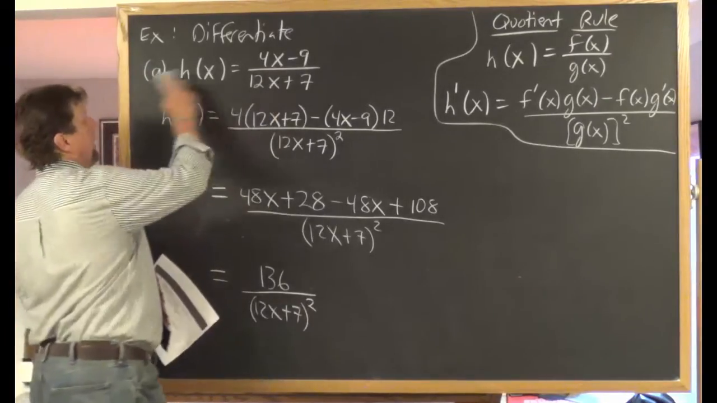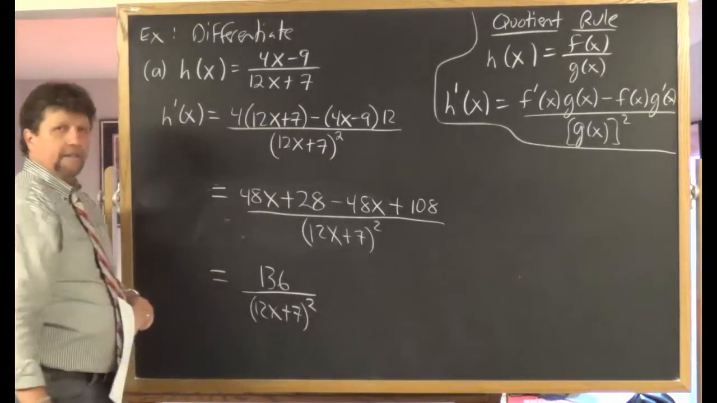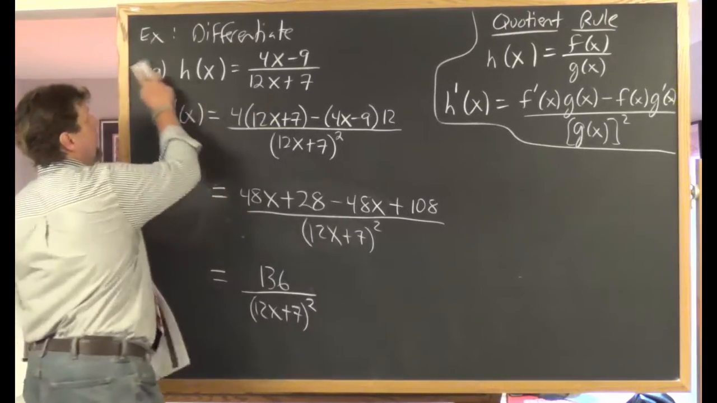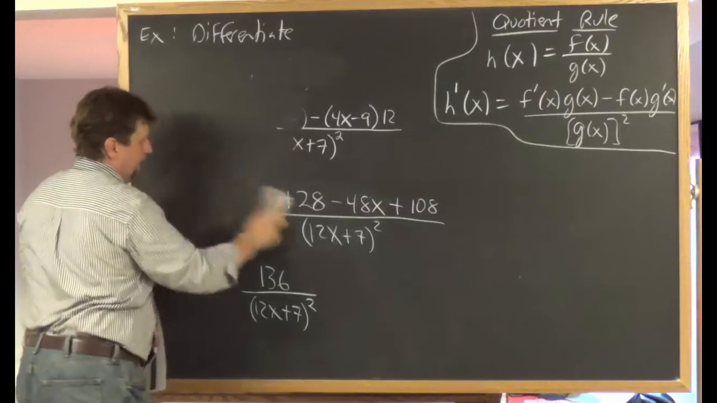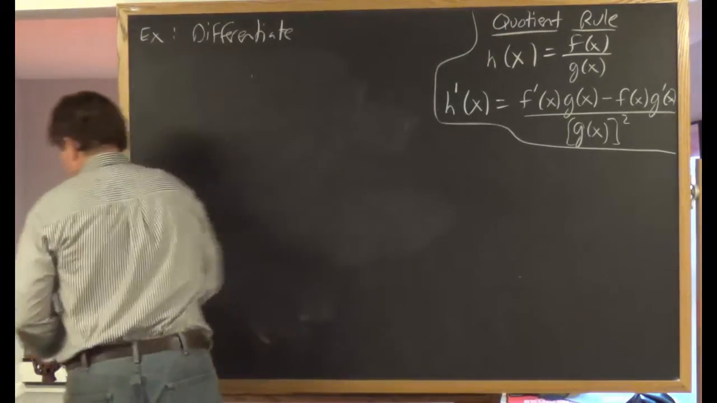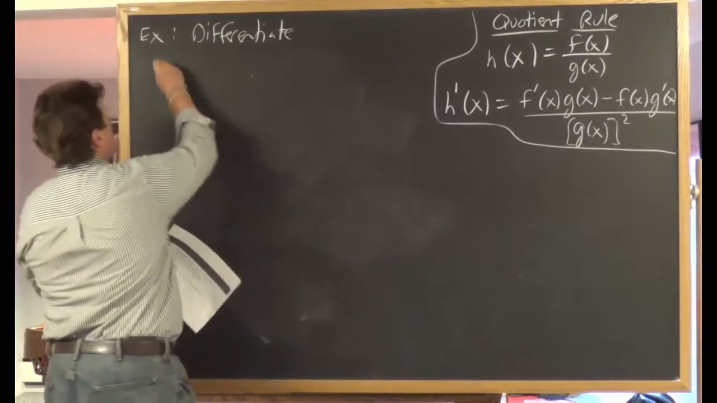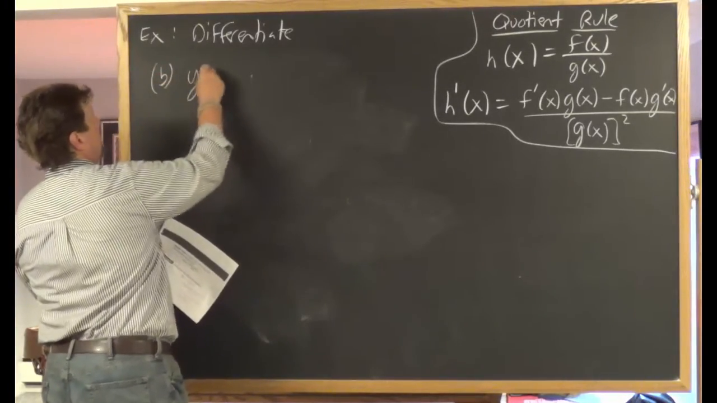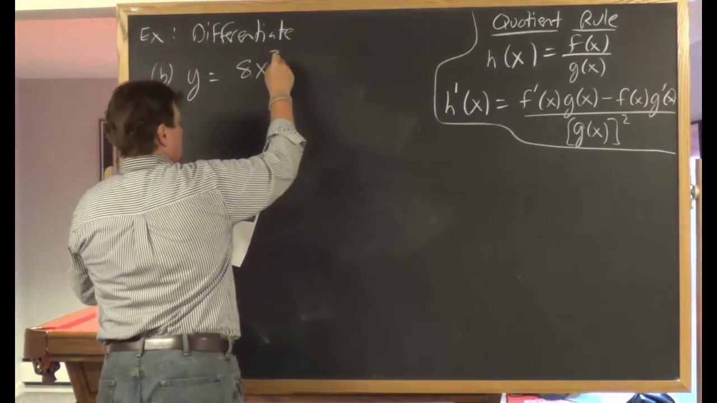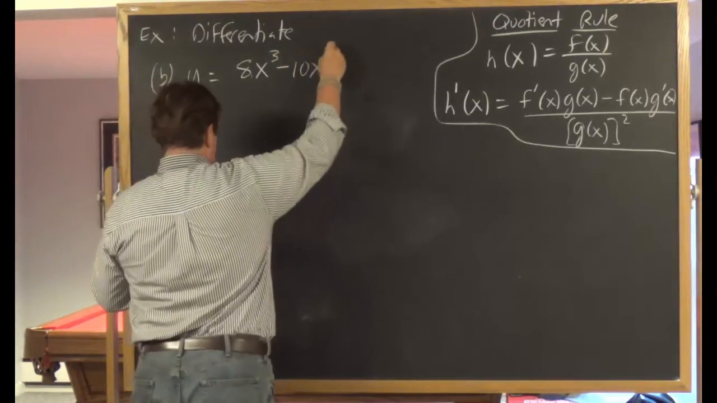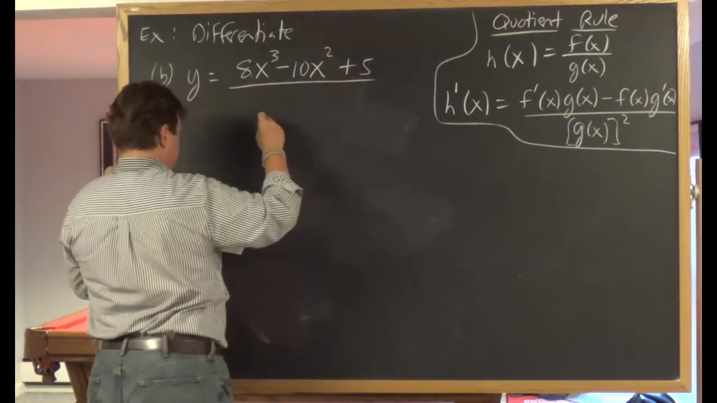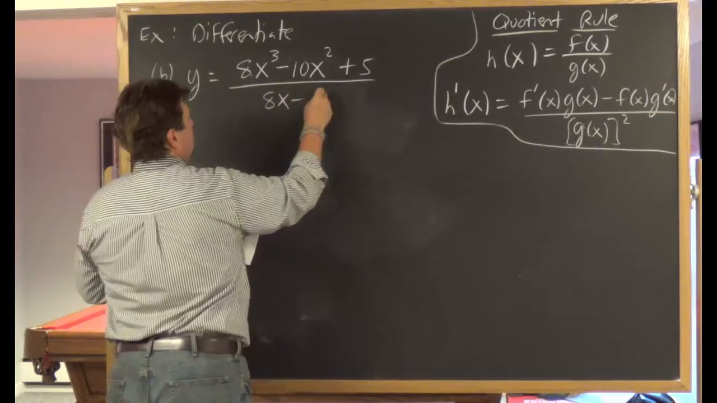See, part B, I got to erase this, folks, so if you need to write this down, pause the video and write it down. Part B, your function was y equals 8x cubed minus a 10x squared plus 5, all of that over 8x minus 9.